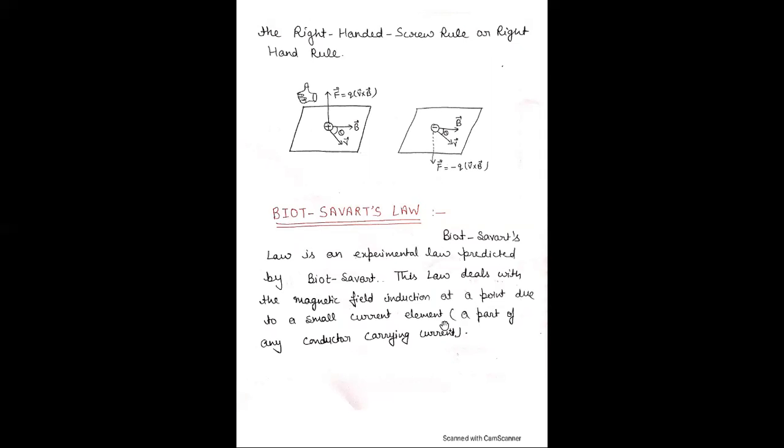This law deals with the magnetic field induction at a point due to a small current carrying element, that is, a part of any conductor carrying current. Basically, this law calculates the magnitude of the magnetic field at a particular point.